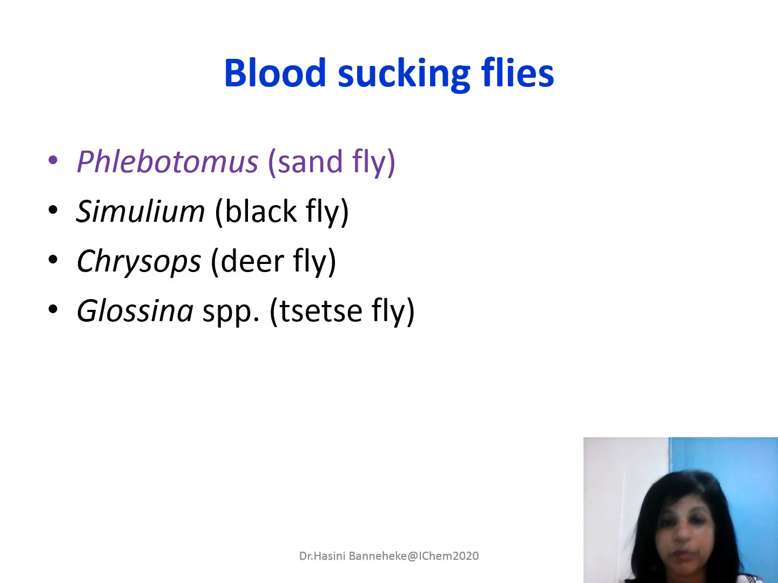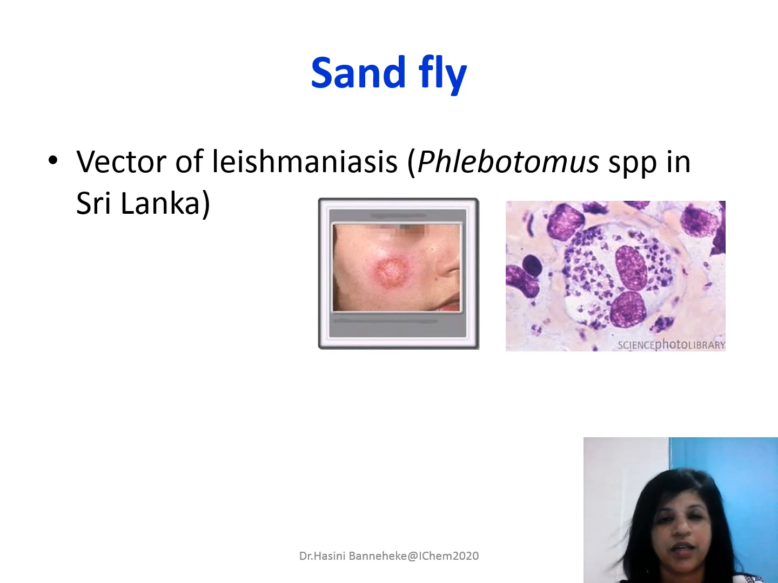So now we are moving on to the blood sucking flies. Now among the blood sucking flies, all these four species that I have mentioned are important as disease transmitters, but I am going to talk only about the phlebotomous species, the sandfly, which transmits a disease which is important in Sri Lanka. Now the sandfly transmits leishmaniasis. We have already learned it. The species which is transmitting leishmaniasis in Sri Lanka belongs to the phlebotomous species.